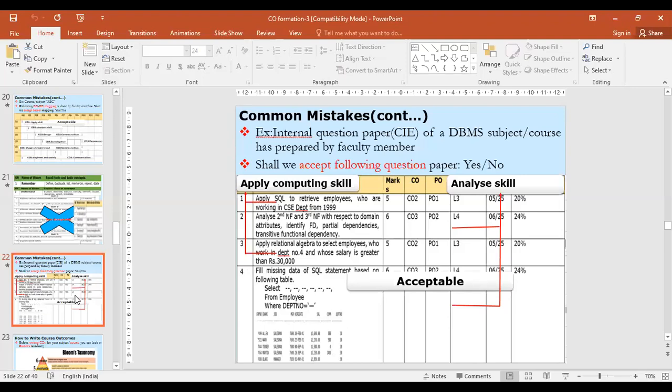That I will come to next, madam, because when you see this one, you will come. Okay, sir. Okay, thank you, sir. Okay.